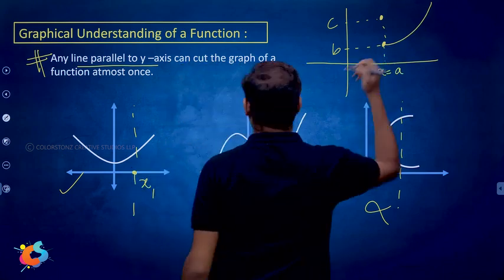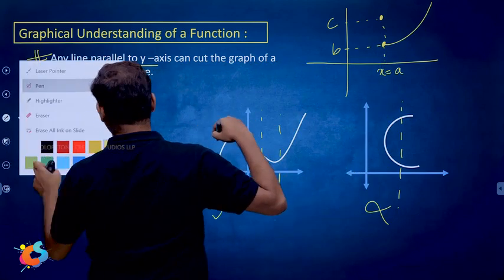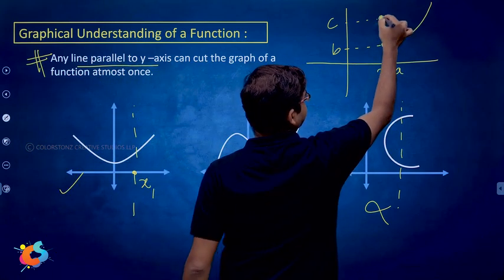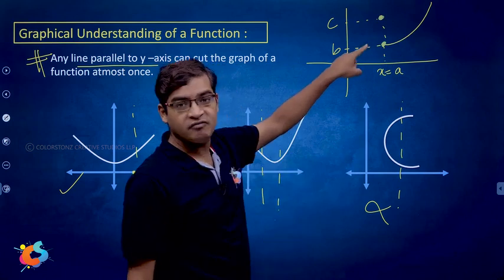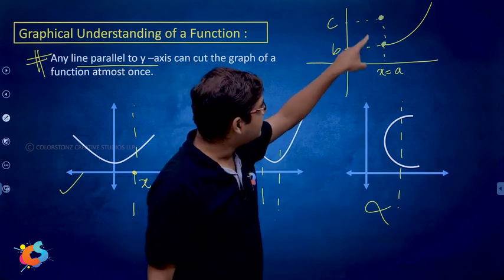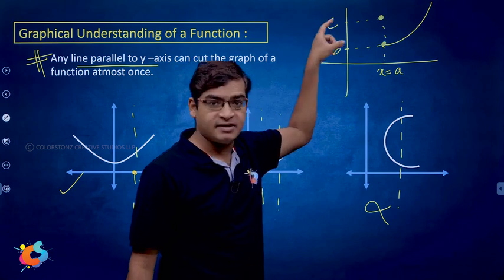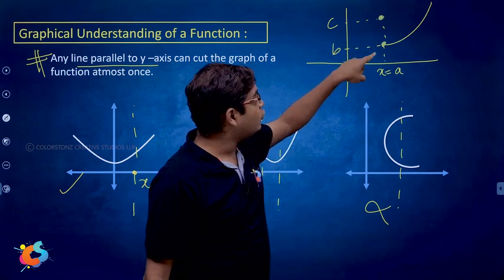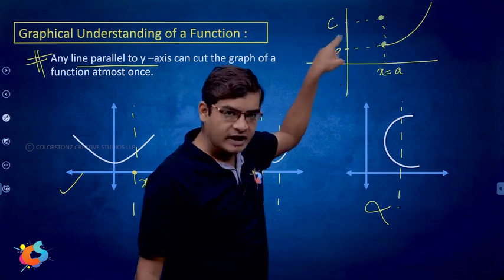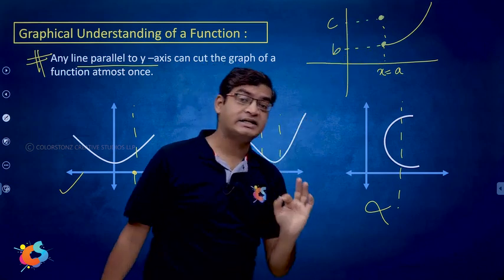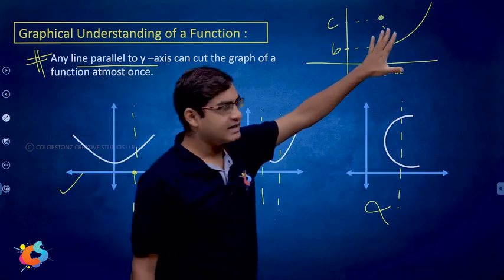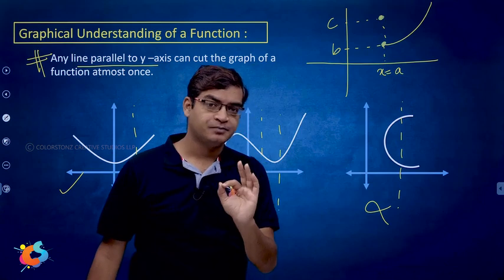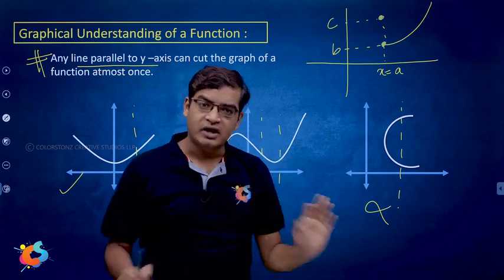So therefore, now what is the meaning of this one? When you have two dots like this, it means that at x is equal to a, the y-coordinate is b, and at x is equal to a, the y-coordinate is c as well. There are two points on the graph at x is equal to a, at y-coordinate b and at y-coordinate c. So this is the graph. We have checked from left to right. At x is equal to a, it is cutting twice. So therefore, this is not a function.